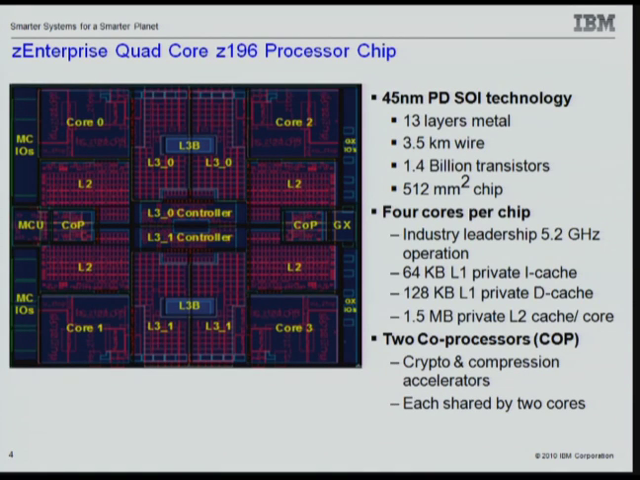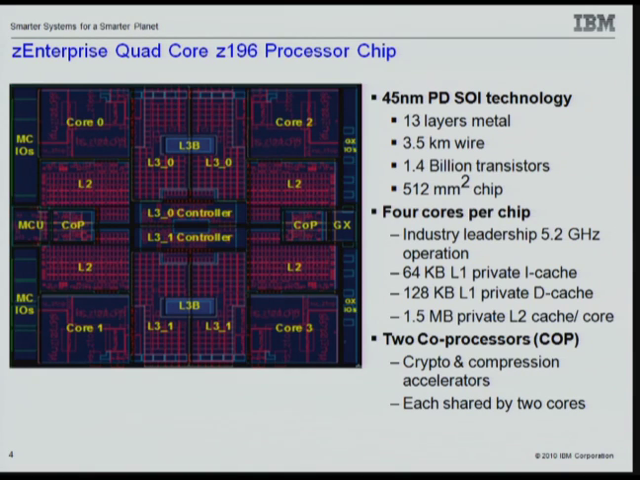All right, here is a die photograph of our quad-core processor chip. You'll see the four cores in the corners here. We have large private L2 caches, an on-chip memory controller, on-chip eDRAM L3, and some proprietary GX I/O interfaces. You see some of the key characteristics there. This is built in IBM's 45-nanometer partially depleted SOI technology. You see the large length of wire. We have 1.4 billion transistors, and for the first time, industry leadership frequency, 5.2 gigahertz.